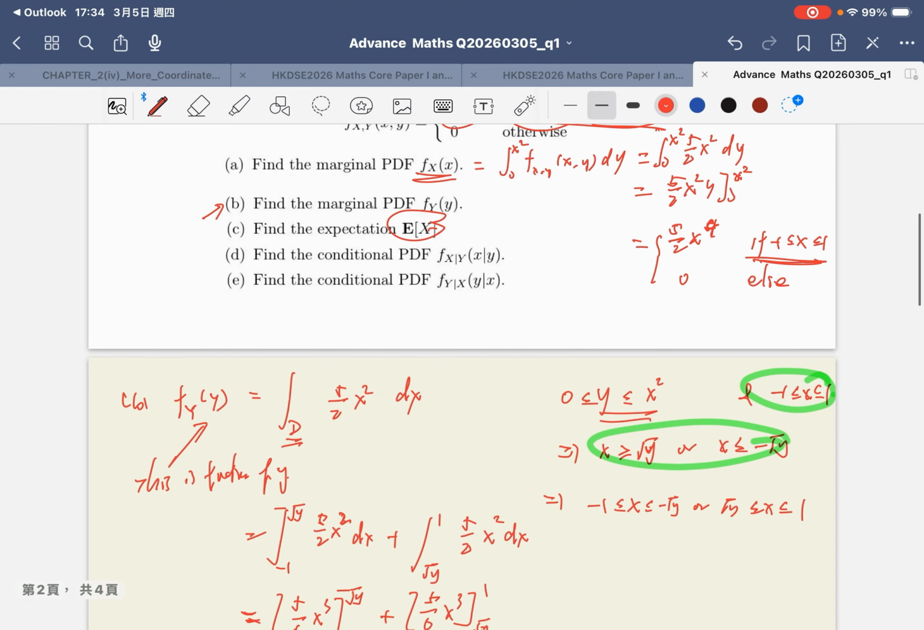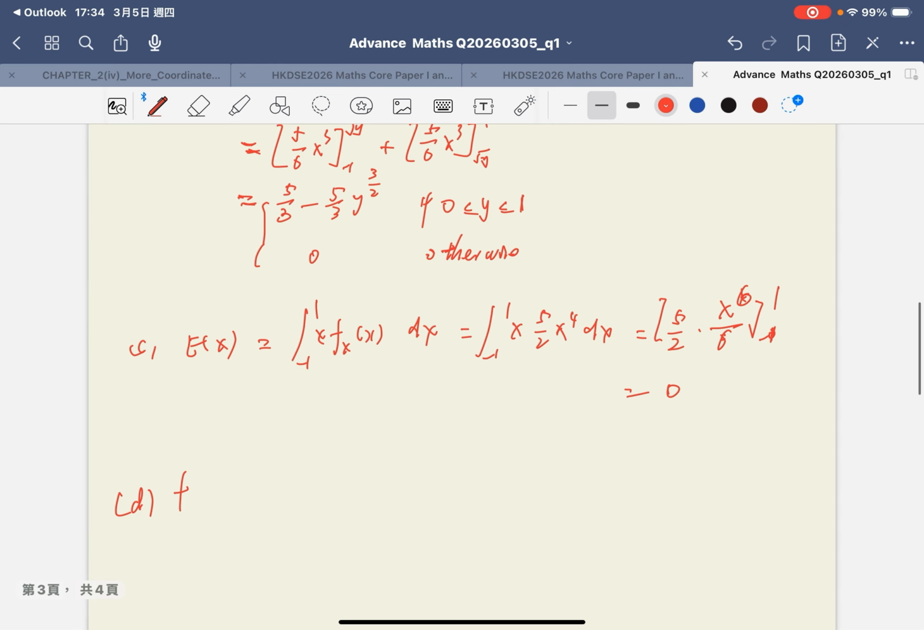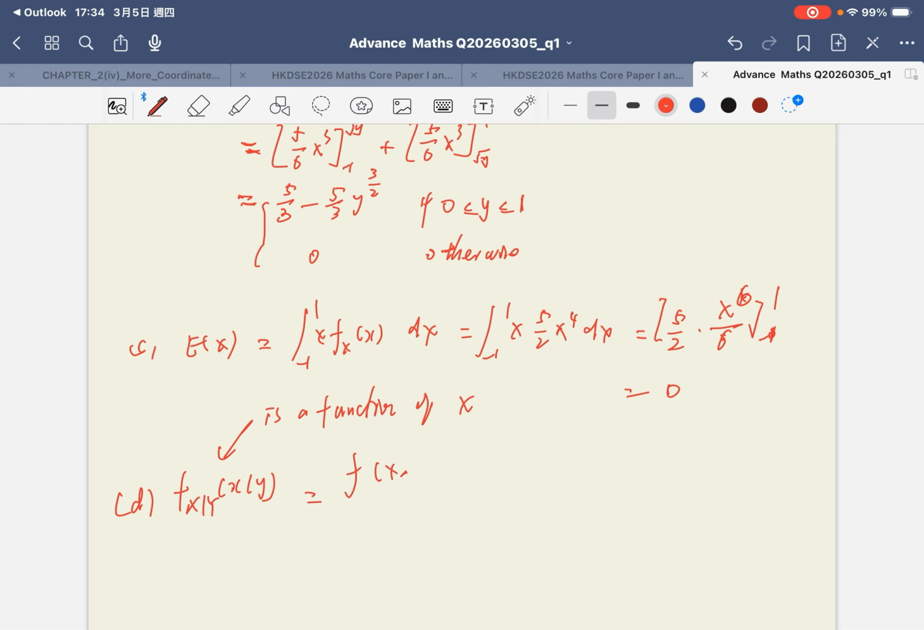Okay, for part D. Part D is to find the conditional probability of x given y. You have to notice that the conditional function f_X|Y, this is actually a function of x. By definition, that is f(x,y) over the marginal function of y. That is by definition.